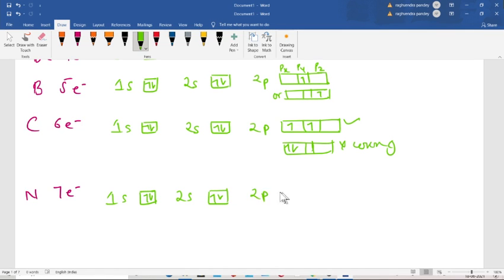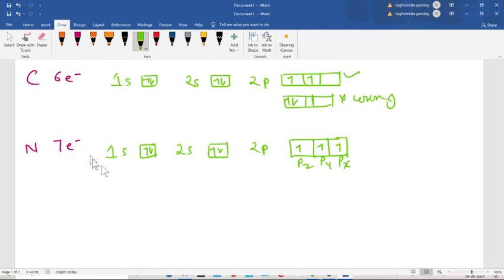Then in 2p, because 3 electrons are remaining, it will be 1, 2, 3. Each will be singly filled because they are degenerate orbitals, px, py, pz. Like this, you have to fill them singly, because they don't want electronic repulsion, so they will go in different orbitals.